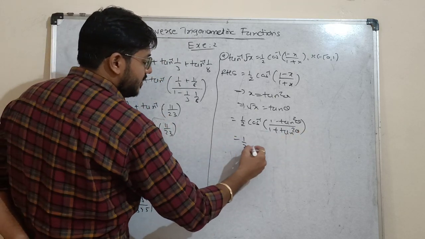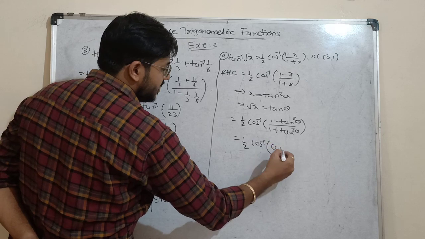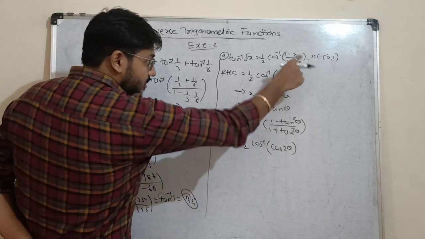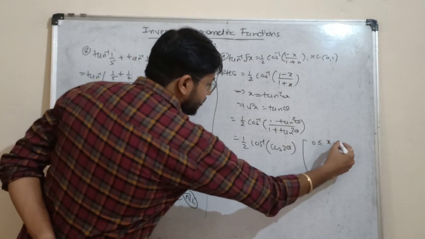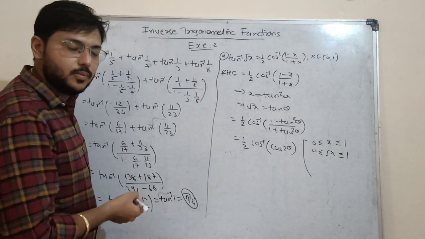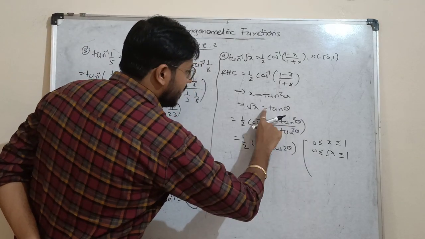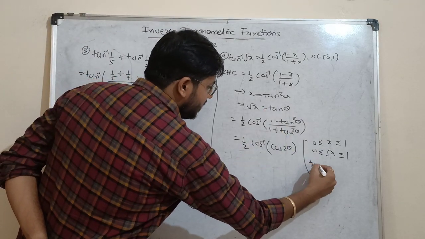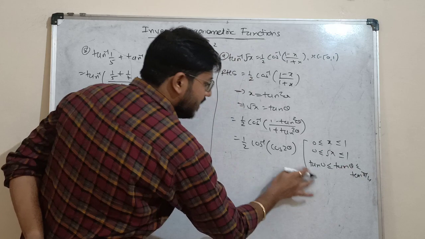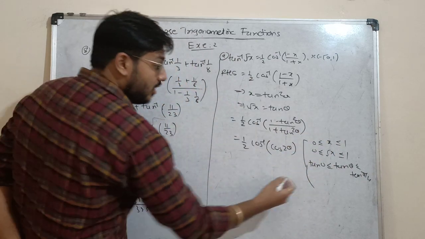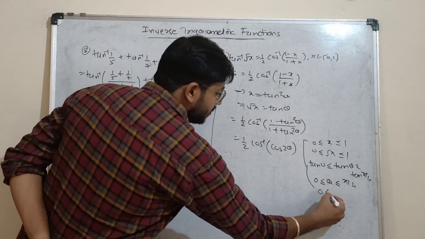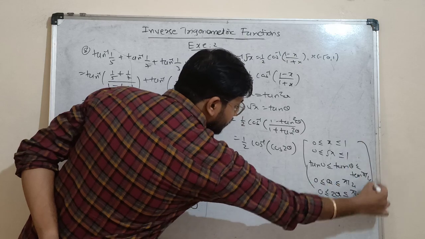Okay. Now we know that 1 minus tan square theta by 1 plus tan square theta is the formula of cos 2 theta. Now according to the condition, 0 less or equals to x less or equals to 1, if we take square root on both sides, then also it will be between 0 and 1. Now let's put the values. Root x is tan theta, so 0 is tan 0, less or equals to tan theta, less or equals to 1, which is tan pi by 4. Now as we know that tan is increasing, 0 less or equals to theta less or equals to pi by 4, and if I take 2 theta, 0 less or equals to 2 theta less or equals to pi by 2.